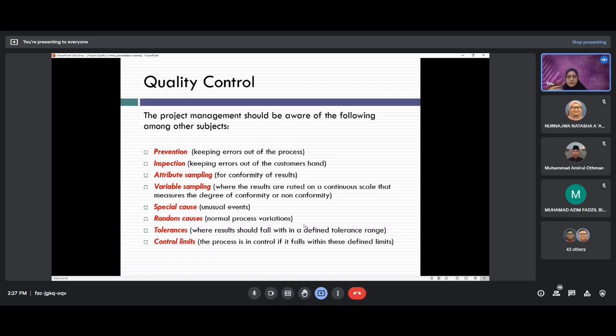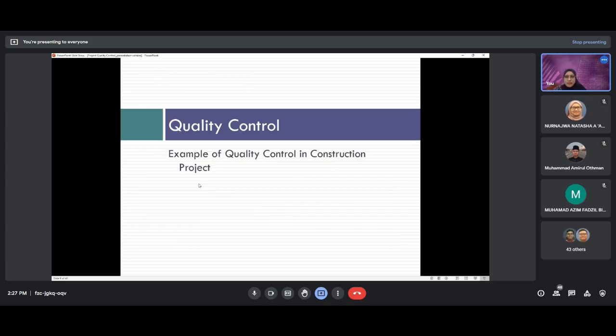And control limits. Control limits is the process in control. If it falls within these defined limits, then you can take necessary action to make sure that the defect will not recur in the next batch, for example. So these are the typical terms that are used in dealing with quality.